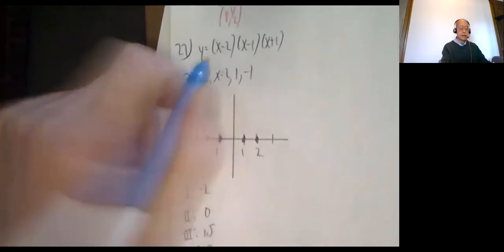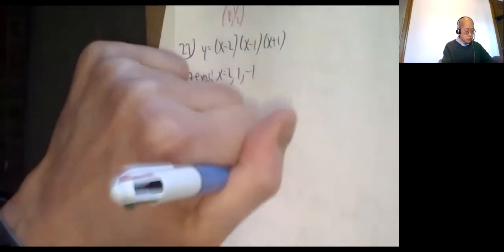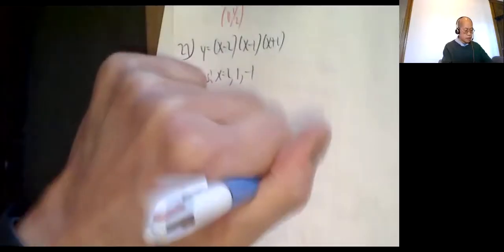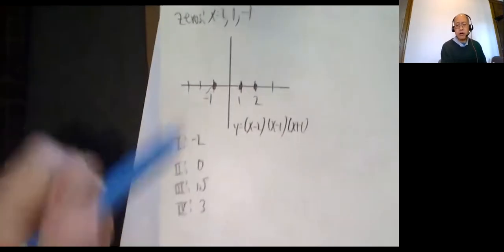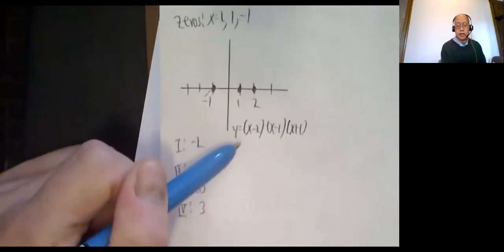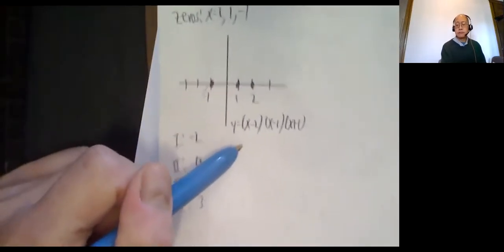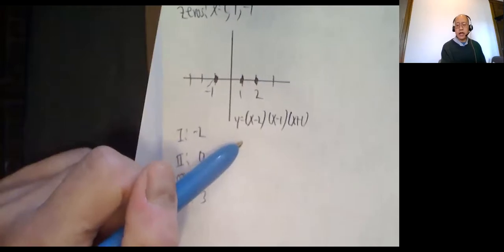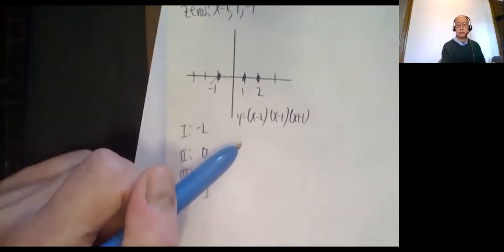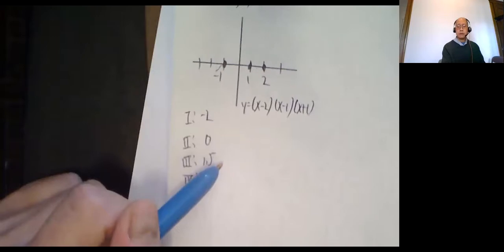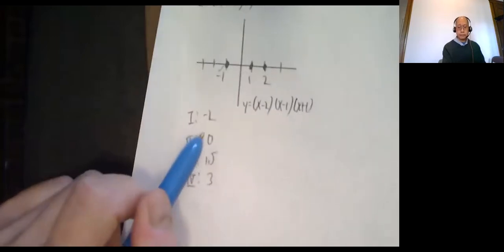Okay, and let me rewrite this so it's closer. (x minus 2)(x minus 1)(x plus 1). Remember, the context we had before was positive, negative, and then we said true or false. Here we're still going to say positive or negative, but we're not going to say true or false. It'll just tell us whether the graph goes up or down. Okay, so I'll show you what I mean.